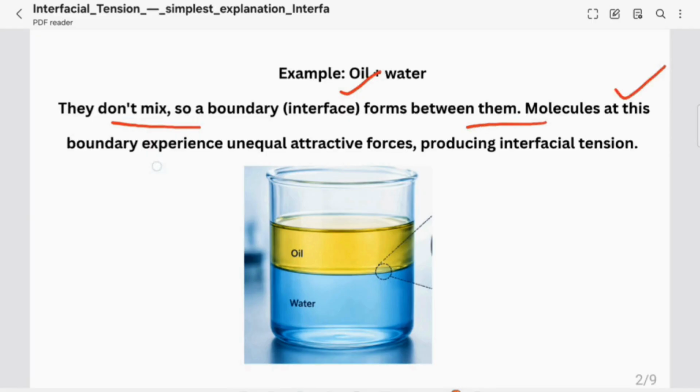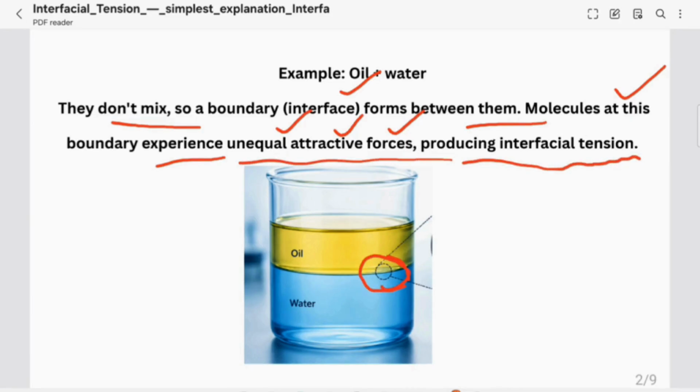The molecules at this boundary experience unequal attractive forces, producing interfacial tension. So here these molecules will experience an unequal attractive force. That is why this interfacial tension is formed.